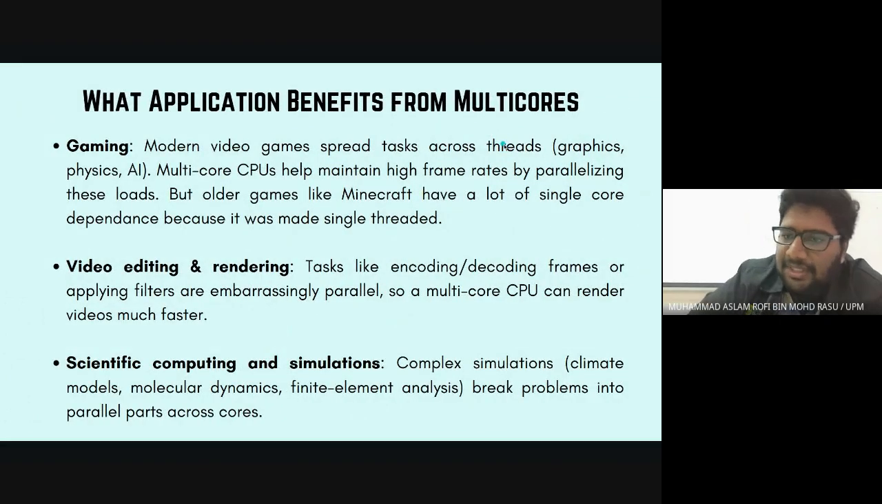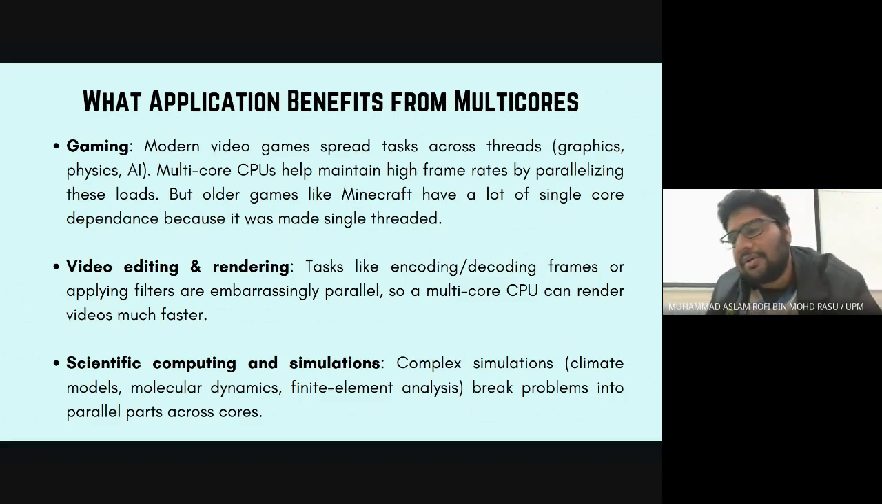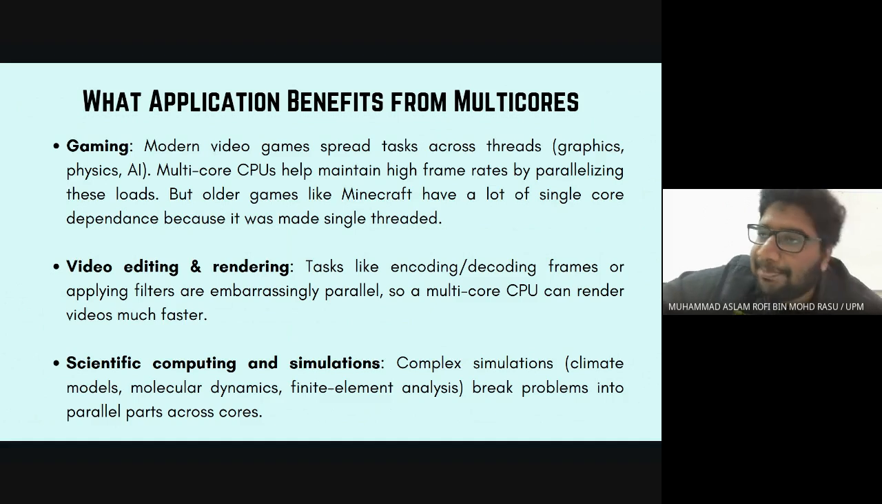As for the explanation, what applications actually benefit from multi-cores? The most important one is probably gaming, because it's not just about calculating things. There's also graphics, which is what we'll get into with the GPU, but for now we are just focusing on the CPU. Modern games all use parallel processing, and thus need multiple cores. However, older games like Minecraft only use a single core because they were made single-threaded when they were developed.